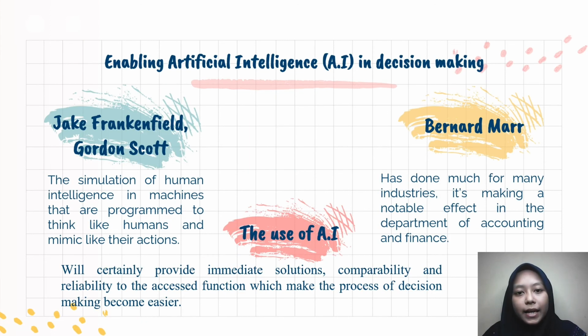The next point is enabling artificial intelligence, AI, in decision making. According to Jake Frankenfield, AI is the simulation of human intelligence in machines that are programmed to think like humans and mimic their actions. According to Bernard Marr, AI has done much for many industries, making a notable effect in the department of accounting and finance. The use of AI will certainly provide immediate solutions, comparability and reliability, which make the process of decision making easier.